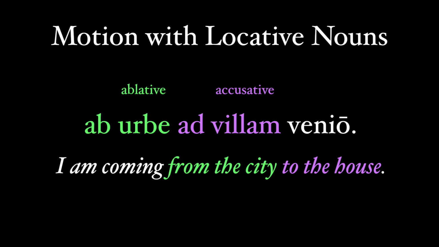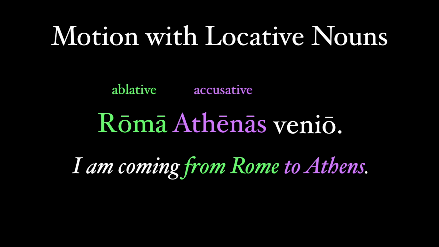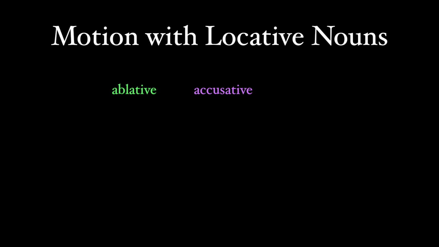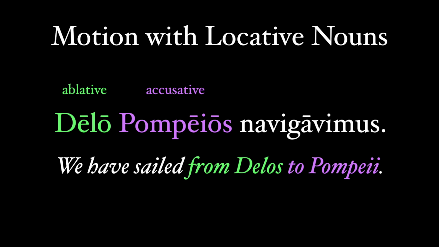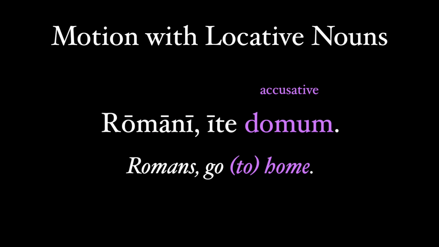But if I am coming from Rome to Athens, well, these nouns take the locative case, so let's just use the ablative case to show motion from, Roma, and the accusative case to show motion towards, Athenas. So we have sailed from Delos to Pompeii would be Delo Pompeios navigavimus. Domum it, he went home. And this last example brings up the famous Monty Python skit in the Life of Brian. Romani ite domum. Romans, go home.